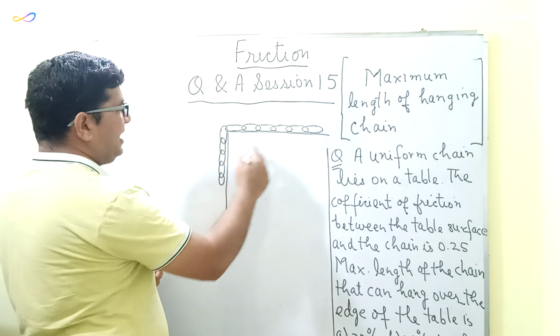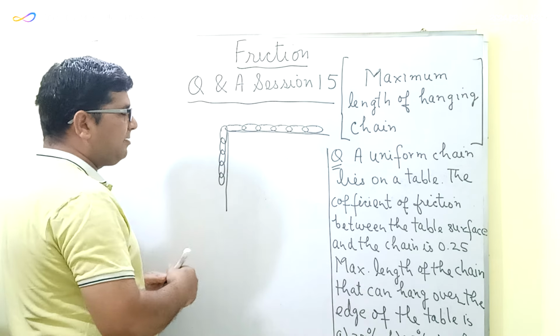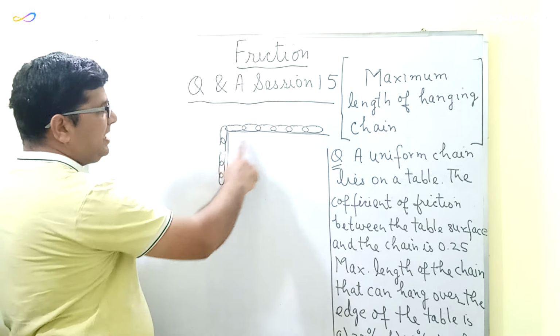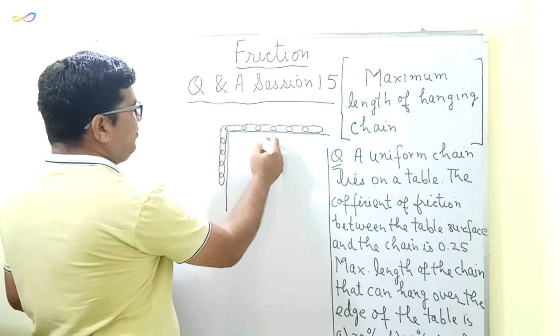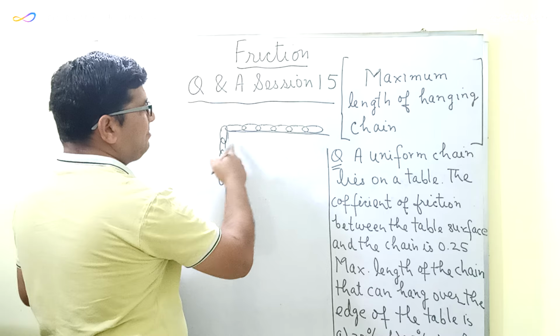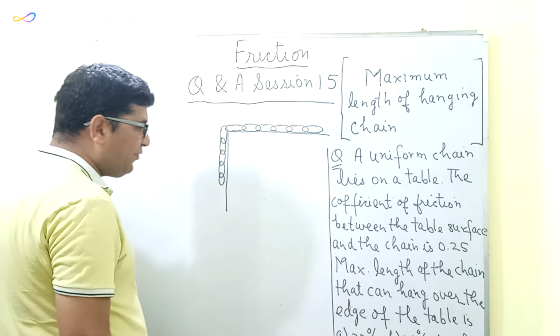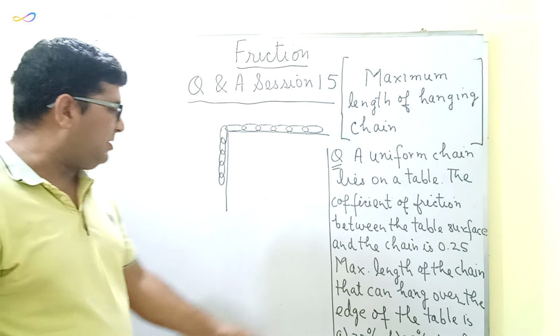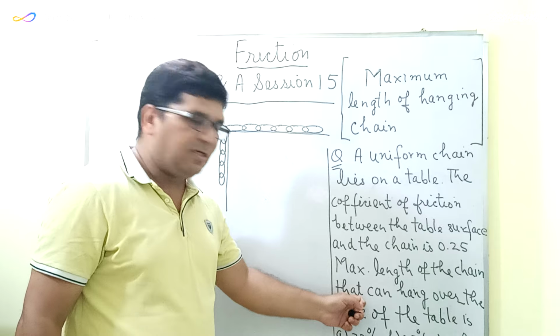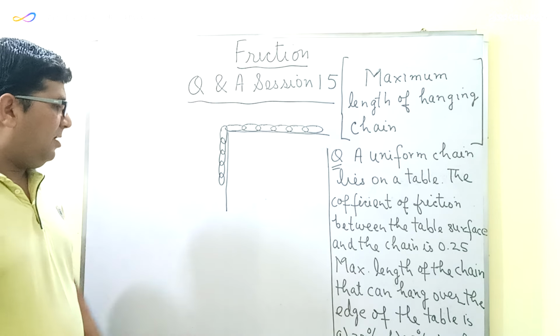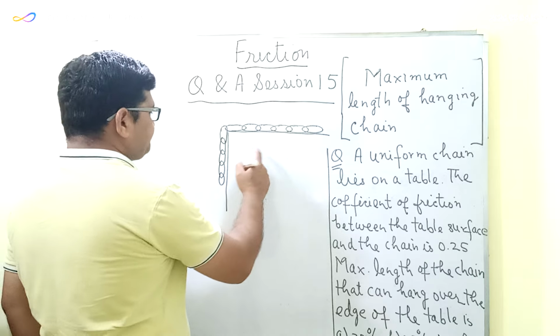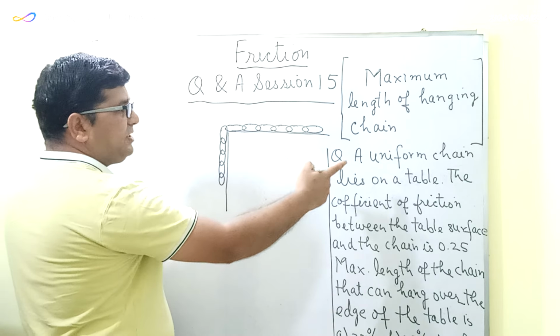In order to save time, I have already drawn one very simple diagram here. This is the chain which is lying on this table. This is the table, and the coefficient of friction between this table surface and this chain is 0.25. We have to calculate the maximum length of the chain which can hang over this edge of this table. Here, this is a uniform chain.